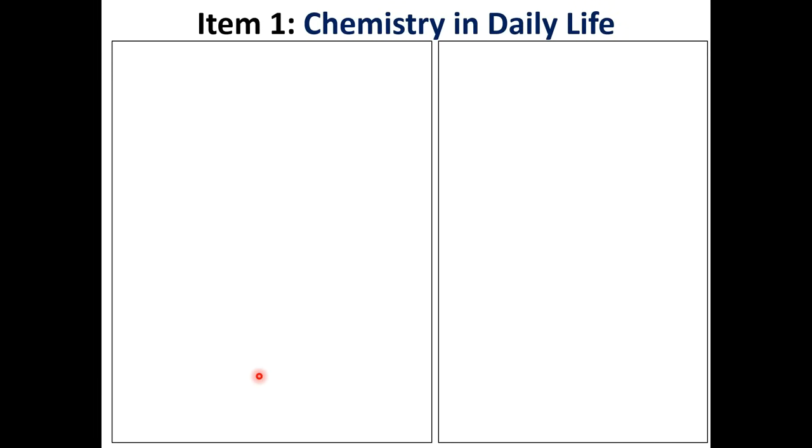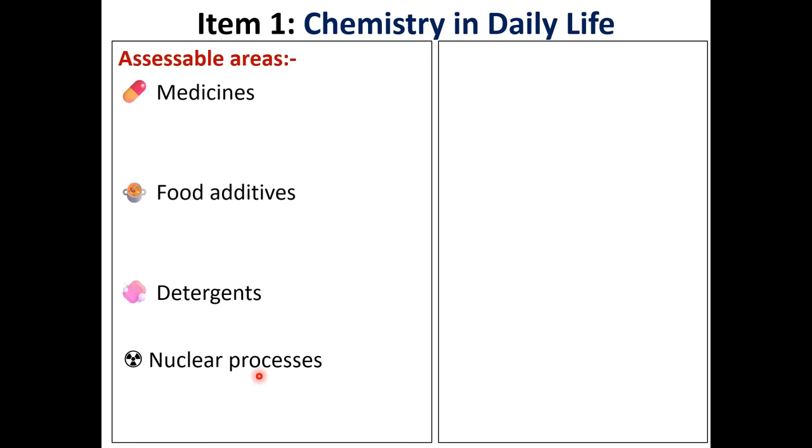We are looking at our final touch. We are looking at those common errors, those errors made in mocks. What are we going to do to avoid those errors again in UNEB? Let's look at our accessible areas. So we know very well that we have the 4 accessible areas, the 4 topics from which item number 1 can come from. Number 1 is medicines.